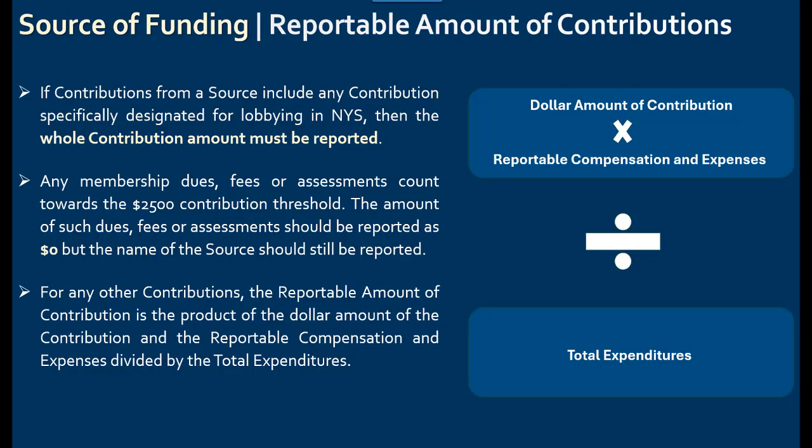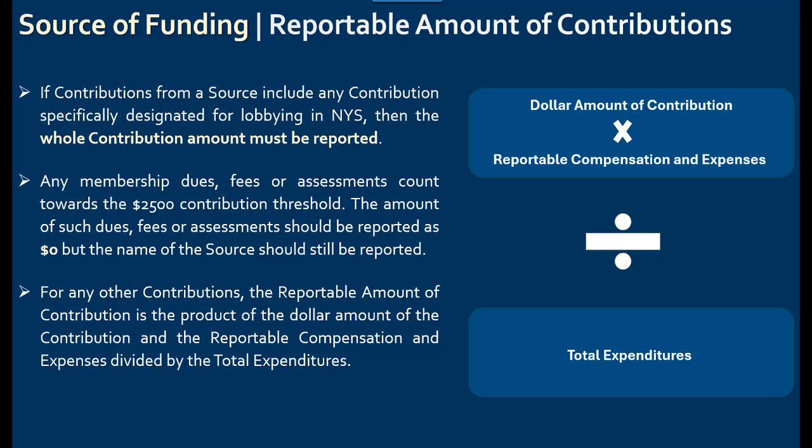So now that you are disclosing sources in general, and you know which specific sources you must disclose, what dollar amount do you report? The law provides a formula for that. Unless a contribution to a client filer is specifically designated for lobbying in New York State, in which case you would report 100% of the amount contributed, the amount of the contribution is calculated using a formula.